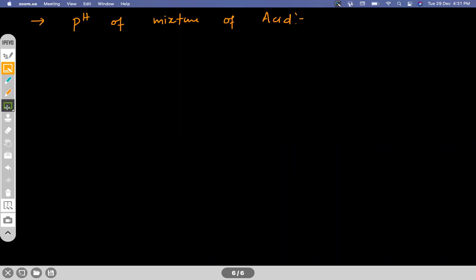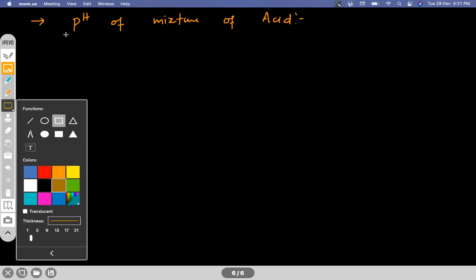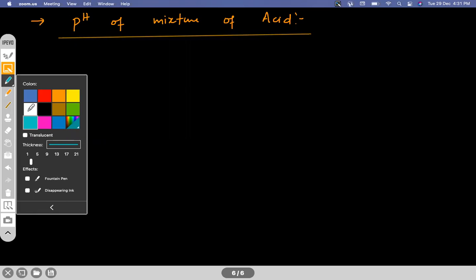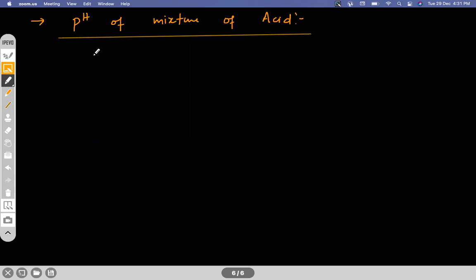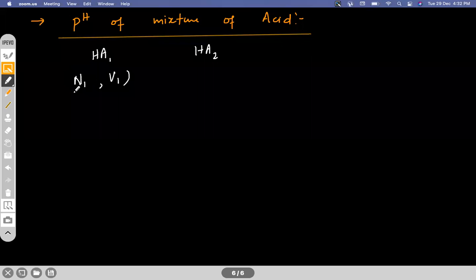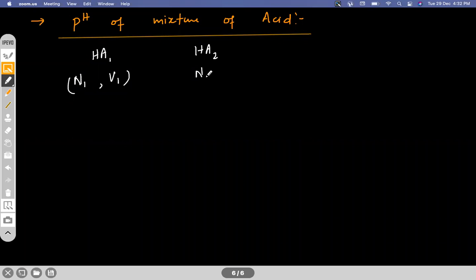Now what happens if you have a mixture of acids, the pH of a mixture of 2 acids? Suppose we are mixing 2 acids here. You can have more than 2 also, but I am assuming 2 here. So suppose we have 2 acids, HA1 and HA2, we are mixing. HA1 will have its own normality and volume. If not, then molarity will be given, and accordingly you can find out normality. Similarly, this one will have its own normality into volume.